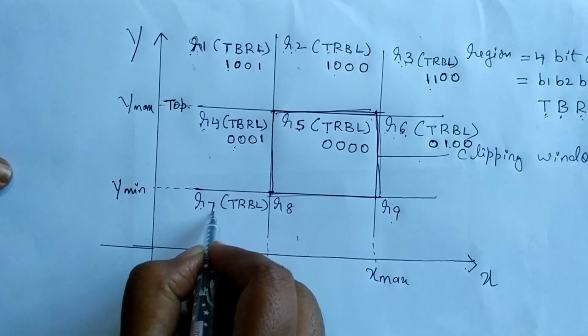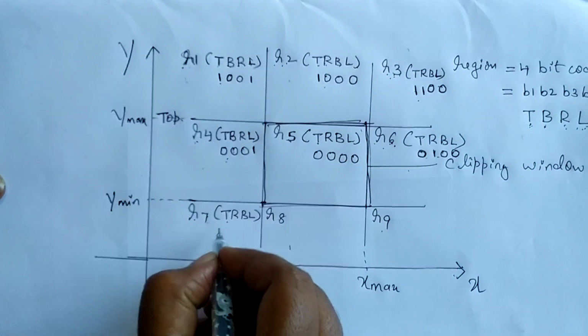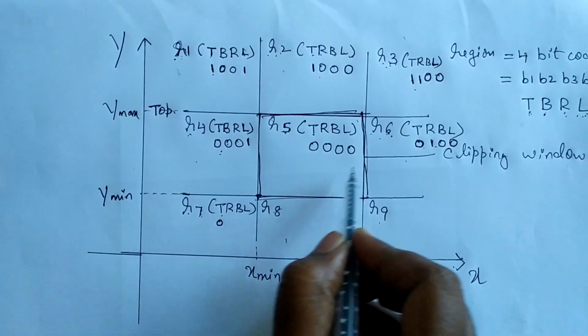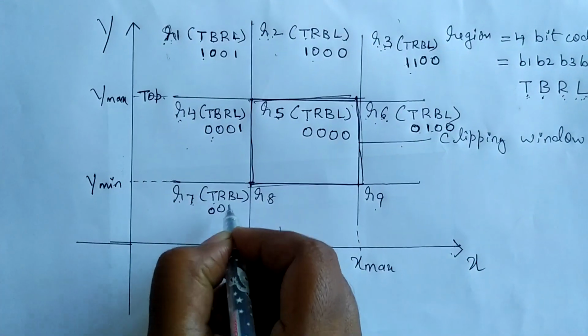Region 7, is it located on the top of the window? No. So what will the bit be here? 0. Is region 7 located on the right side? No, actually it is on the left side. So the R bit will be 0.